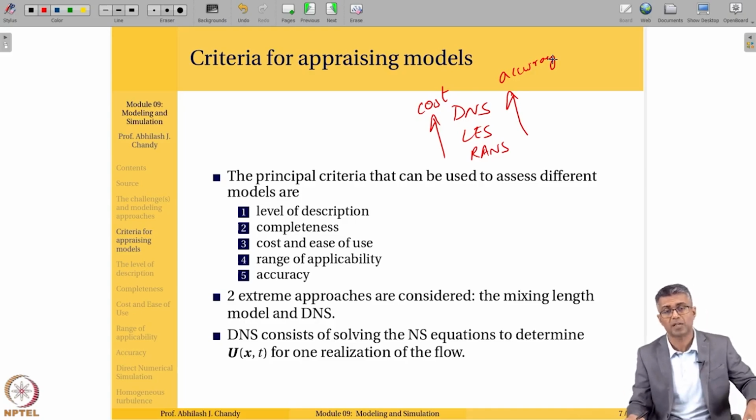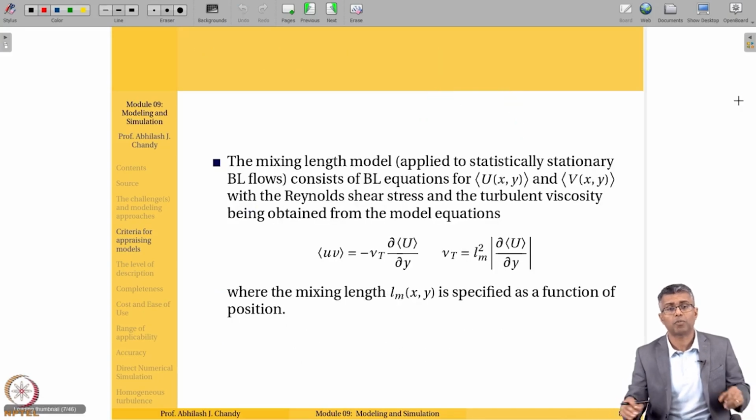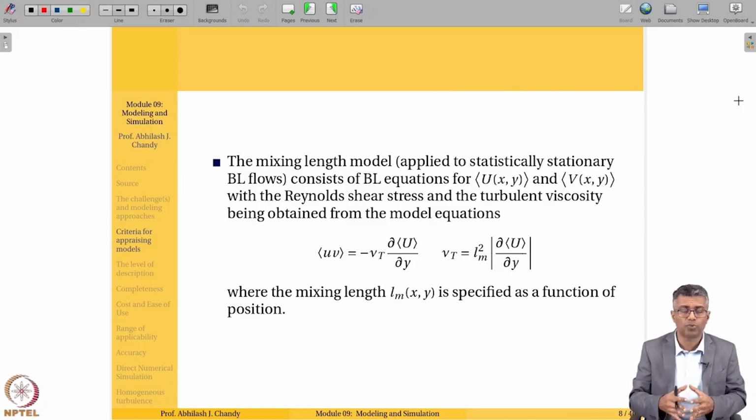In order to make our point in terms of looking at these criteria, we will look at two extreme approaches. One is the RANS-based approach, specifically what is called the mixing length model, which is one of the first models that was developed. On the other extreme we have direct numerical simulation, which is the most accurate. What it does is solve for the velocity flow field, which represents one realization of a turbulent flow experiment.